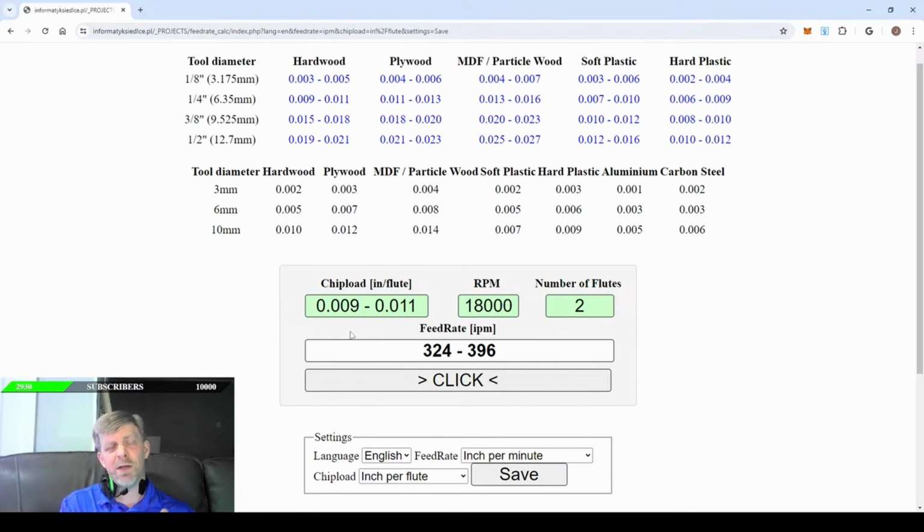Now, a compression bit can run a little faster than a downcut bit because of the upcut portion pulling those chips off of the surface. But a downcut bit is generally your slowest chip load. So it's important to know that this is a part of the chip load test and getting the optimal settings. An optimal setting for an upcut bit will be slightly different than the optimal setting for a downcut bit, in regards to chip load.